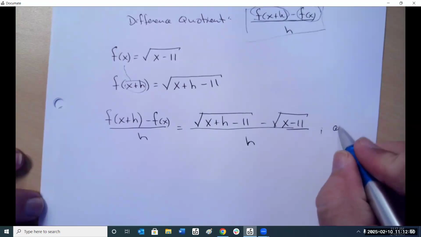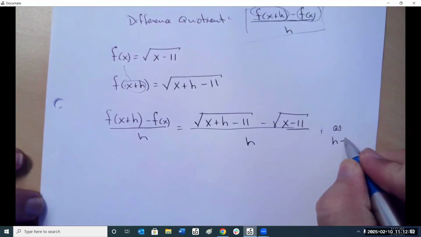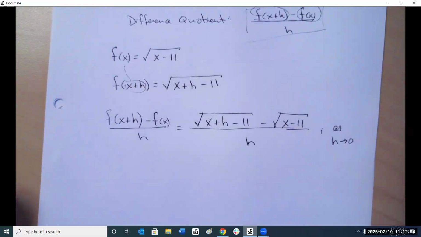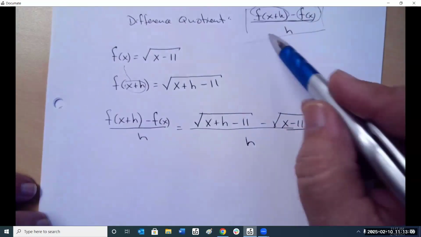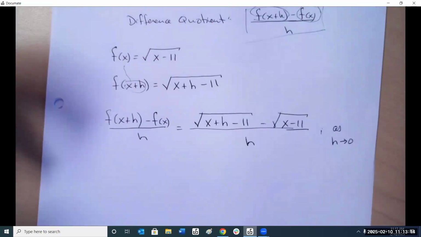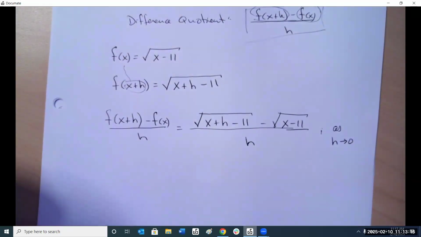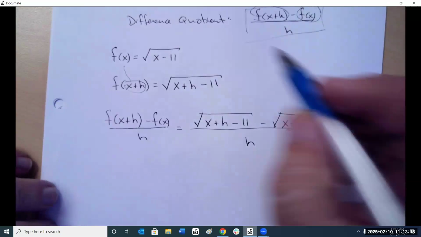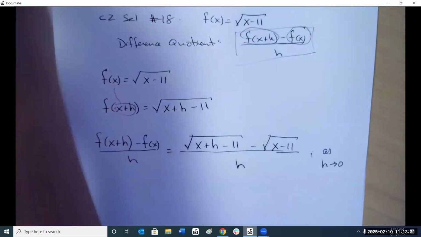Because as we see here, as h goes to 0, what do we get? Because remember, what are we looking for? What is the difference quotient all about? We have to understand that first. What is the difference quotient all about? Difference over time. Yes, it is. It's a slope, but a slope of what?